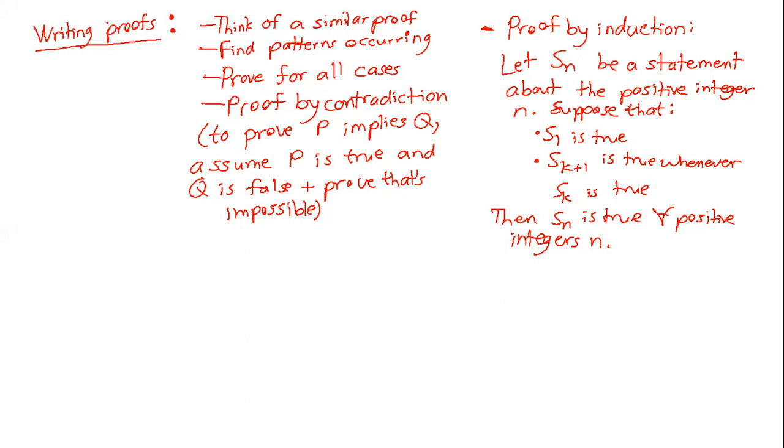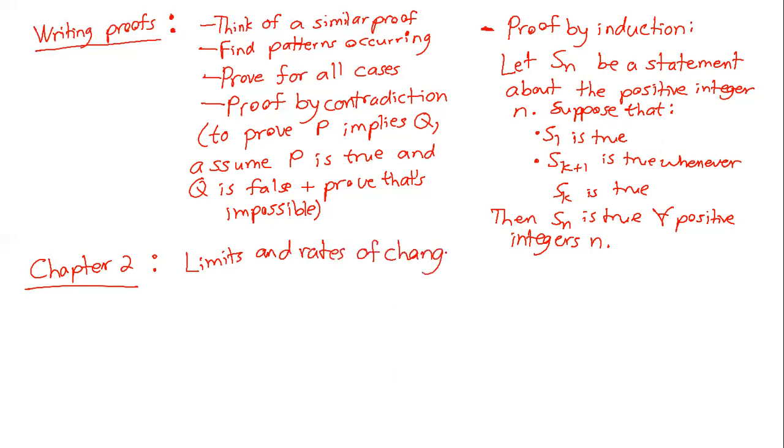Okay, so that covers the basics on functions and a little bit about background on proofs. And so now we're going to move into chapter 2. So this one is going to be about limits and rates of change. One way to motivate limits is by thinking about tangents to a curve. And so let's draw this picture here.